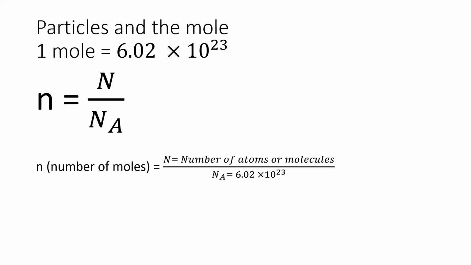So if you remember that 1 mole has 6.022 times 10 to the 23 particles, to get the number of moles you divide the number of particles by Avogadro's number. So n, the number of moles, is equal to the number of atoms or molecules divided by Avogadro's number, 6.02 times 10 to the 23.